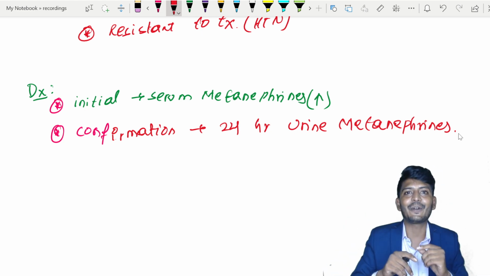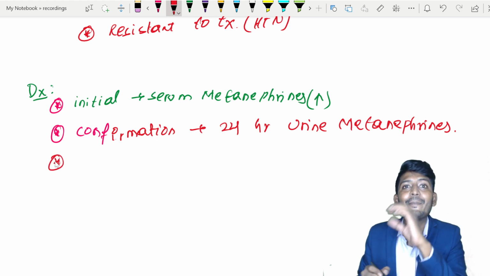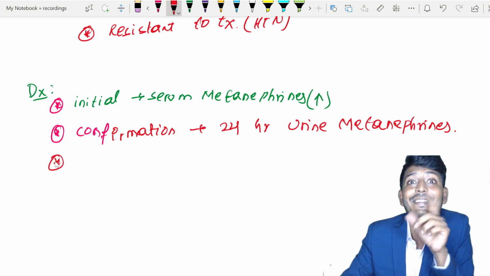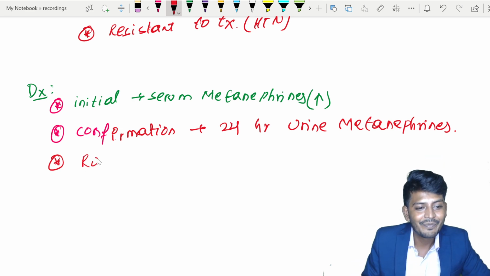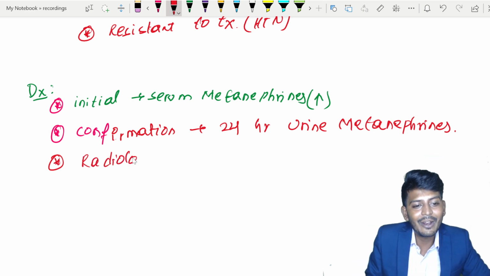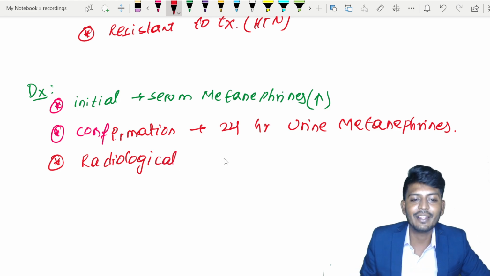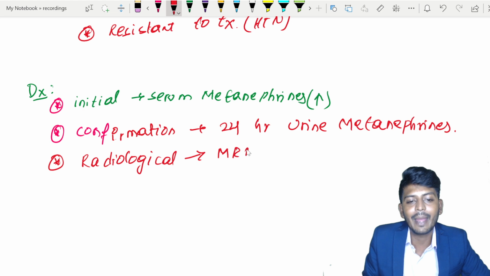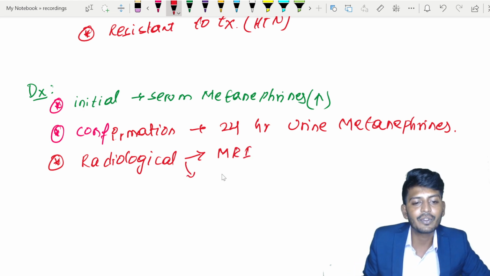When you know it is a pheochromocytoma, the next question comes: sir, where is the tumor? You just now put it as a bomb. You told us that 10% can be extra-adrenal. So then we are going to go for radiological investigation. To find out the location of the tumor, we can go for MRI, and also we can go for one more scan called a MIBG scan.